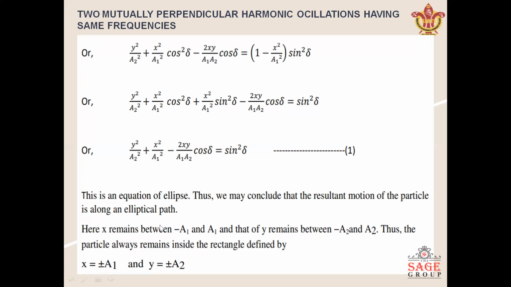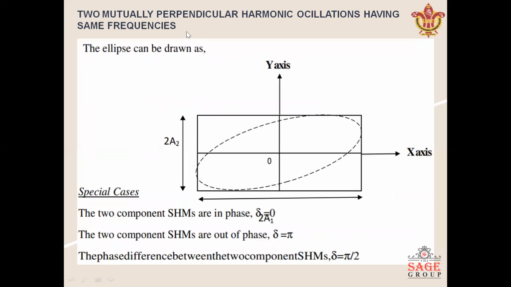Here x remains between minus a1 and a1, and y remains between minus a2 and a2. Thus the particle always remains inside the rectangle defined by this equation. Okay, so we'll get the ellipse like this. So this is the elliptical path, and the values of a1 and a2 define a rectangle.